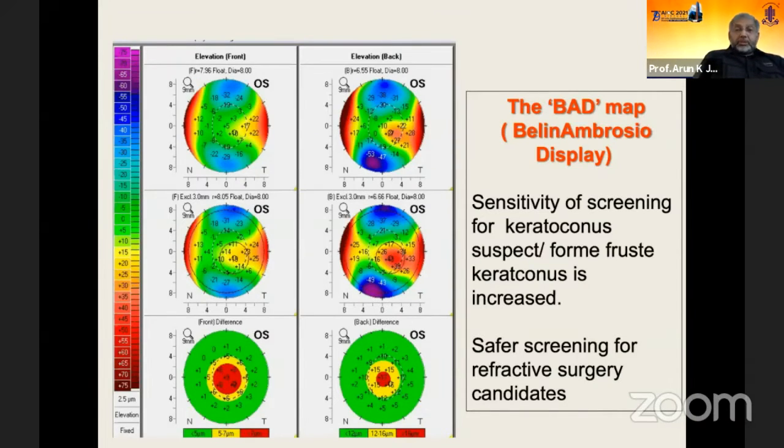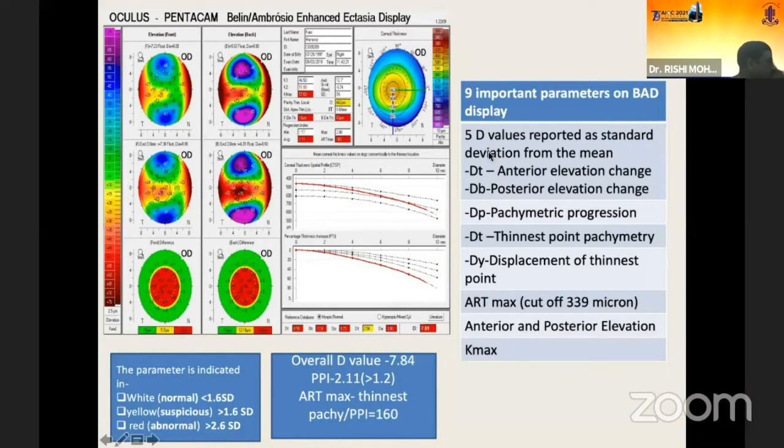And what all to look for in this Belin Ambrosio map? We have to look for these five values, which are statistical variations of thickness, back elevation, pachymetric progression, thickness, and displacement of thinnest point, and Ambrosio relational thickness maximum index. But individually, these values are not that important as compared to the D value, which is a combination of all these values. So if it is more than 2.6 standard deviation, it becomes diagnostic for keratoconus. So it's a very important map to look for in case of suspect keratoconus.